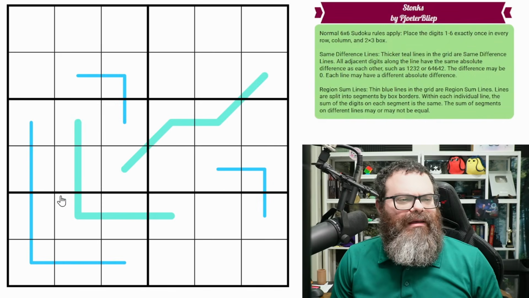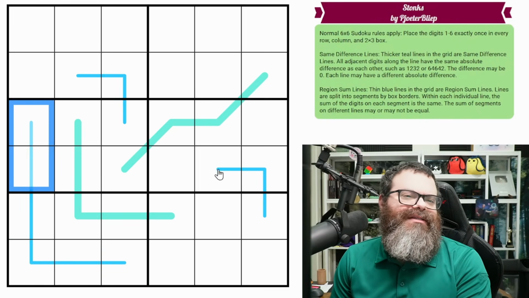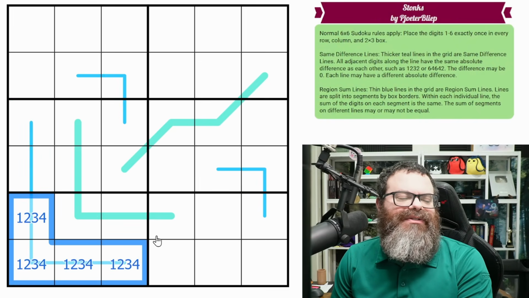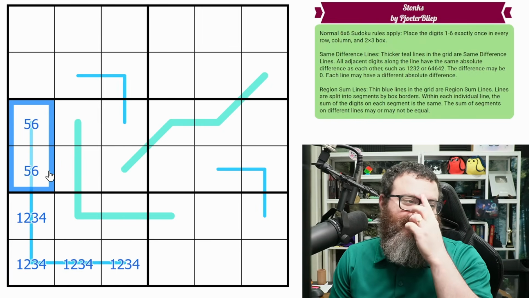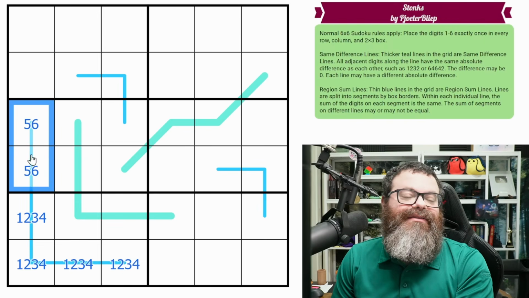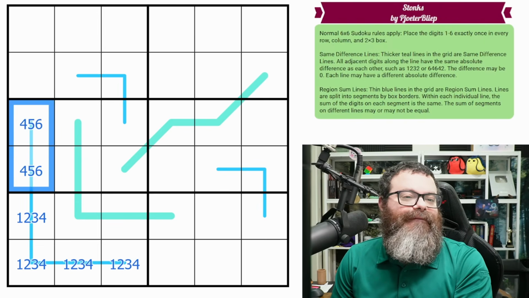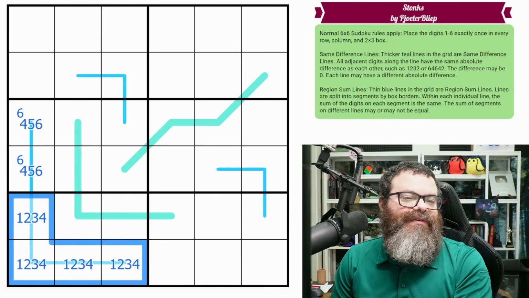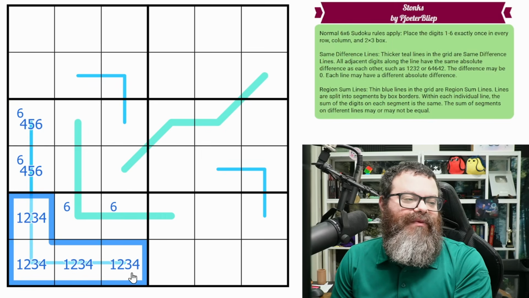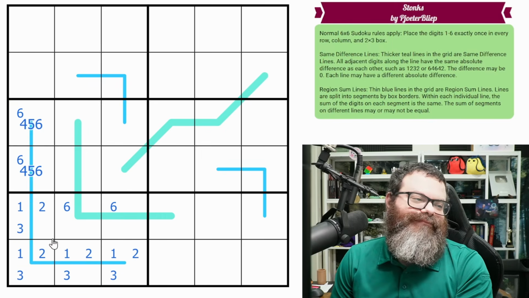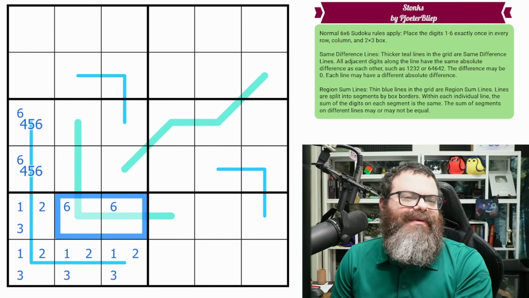All right, I am going to start with this region sum line because the absolute minimum this could add to is 1, 2, 3, 4, which adds to 10. That's the absolute minimum. The absolute maximum this could add to is 5, 6, which is 11, meaning that we either add to 10 or 11. So we're either 4, 6, or 5, 6, meaning we always contain the 6. And then this is either 1, 2, 3, 4 or 1, 2, 3, 5, meaning the 6 is out here. And then we always contain 1, 2, and 3 here, if that's helpful at all. And that means that this is either going to be 4, 6 or 5, 6.